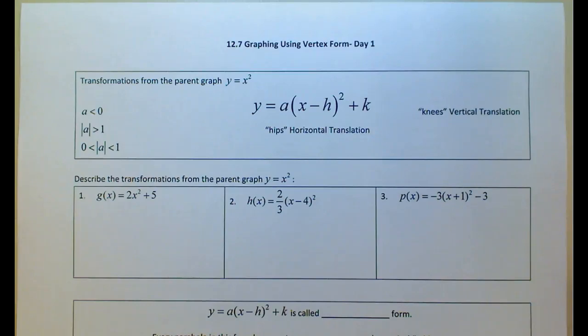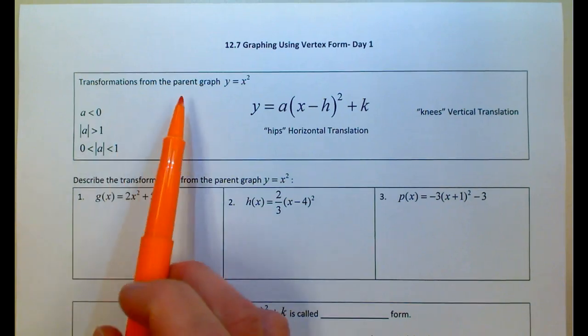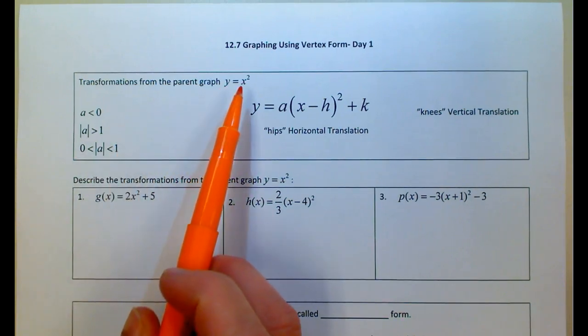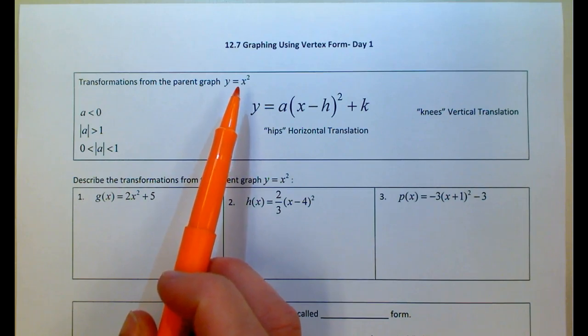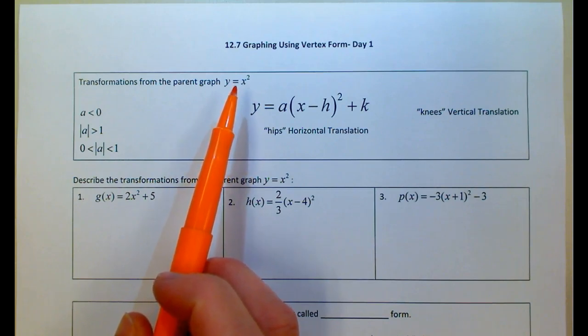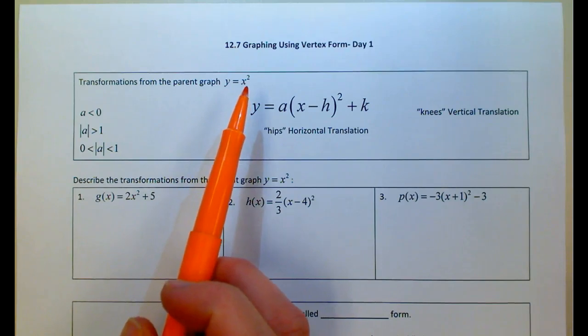12.7, Graphing Using Vertex Form. This is our day 1. The first thing we're going to do with graphing vertex form is talk about transformations from the parent graph, y equals x squared. Once again, this is our parent graph because nothing has been transformed from it or moved at all.